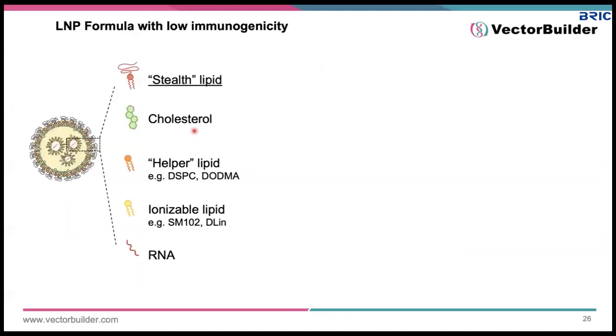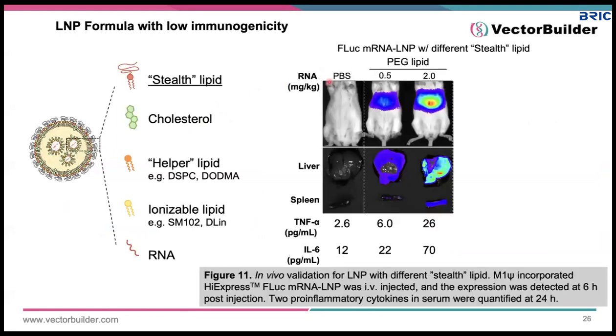And in optimization of the lipid nanoparticle formula, we have been optimizing the use of the lipid in the formula of the LNP. Conventionally, you will use a PEG lipid to form the LNP, and this is a conventional lipid nanoparticle and achieves good expression in liver and in spleen. However, at the same time, it also triggers quite an amount of TNF-alpha and IL-6 pro-inflammatory cytokine expression, and that is because PEG lipid can be immunogenic in vivo.